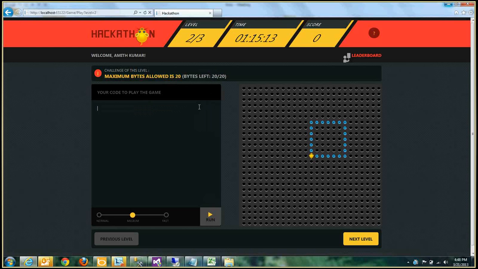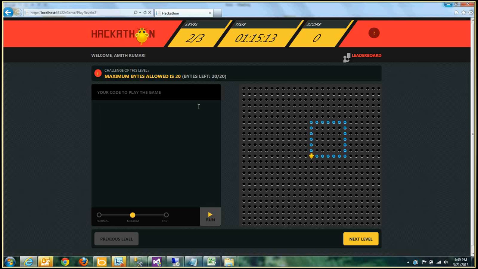So coming to the formula, each level will have a base score like 100, plus there will be an offset, like every byte that you save. For example, if it is a 20 byte level and you use only 19 bytes, that means you are saving 1 byte. For every byte that you save, you will get 10 points more.